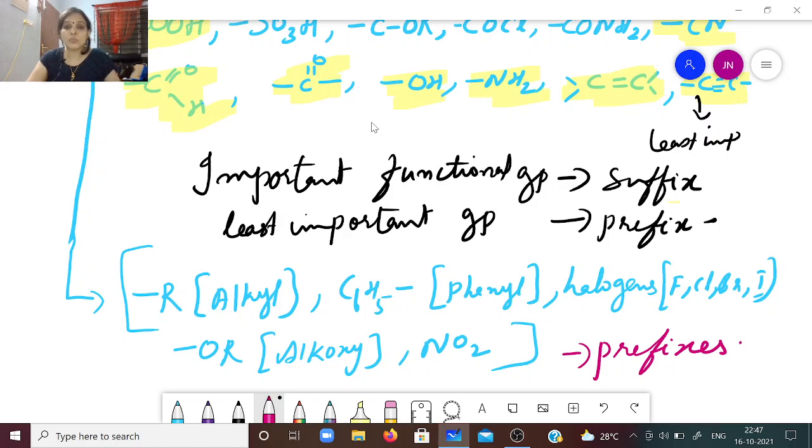So this much rule you should know before trying to write the IUPAC name of a compound which contains more than one functional group. Clear. Now let us see some examples. All the rules I have completed in the first, second, third and fourth parts of this playlist. Now I am going for some practice with compounds containing more than one functional group.